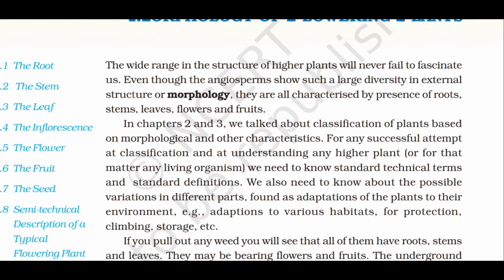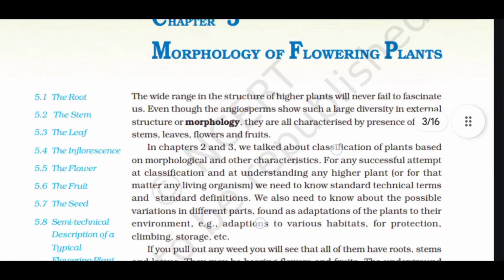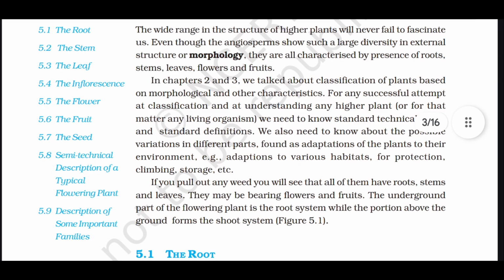In chapters 2 and 3, we talked about classification of plants based on morphological and other characteristics. For any successful attempt at classification and at understanding any higher plant, we need to know standard technical terms and standard definitions. We also need to know about the possible variations in different parts found as adaptation of the plants to their environment. Example, adaptations to various habitats for protection, climbing, storage, etc.